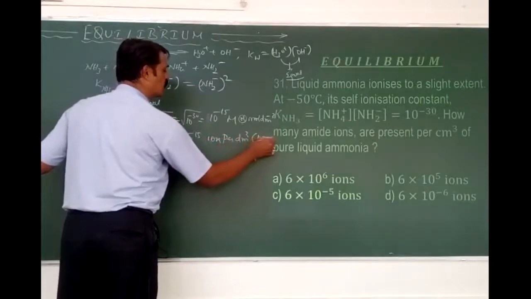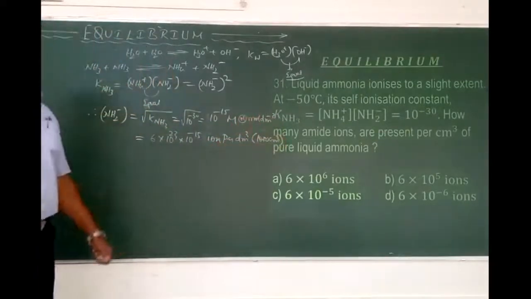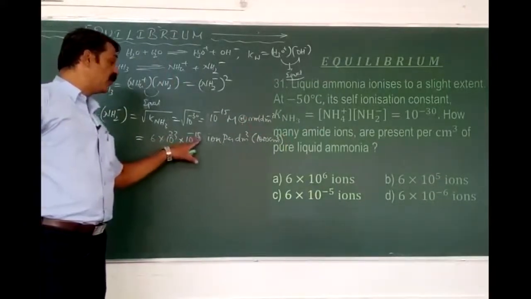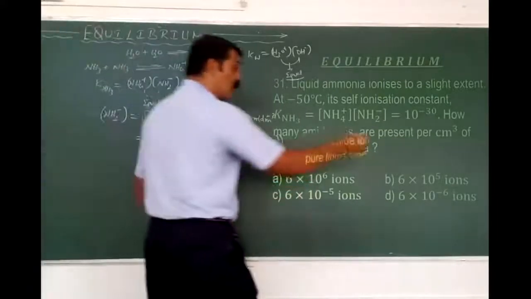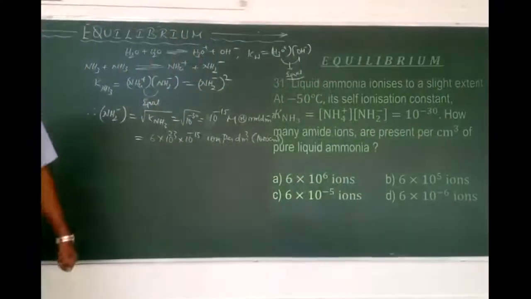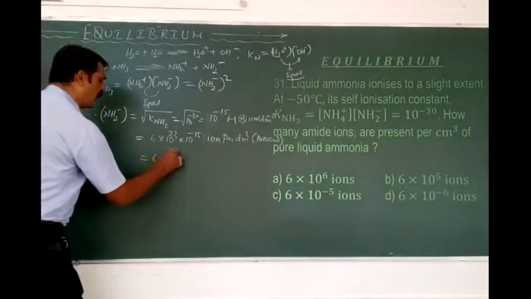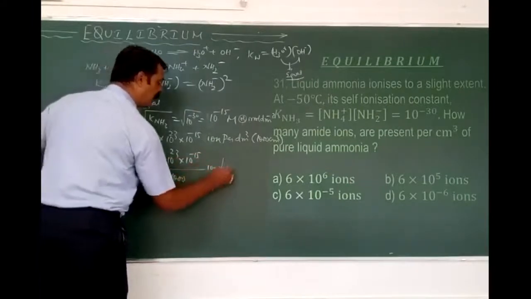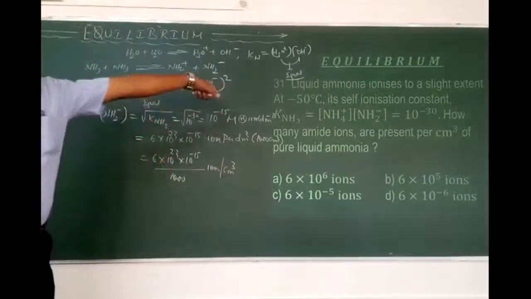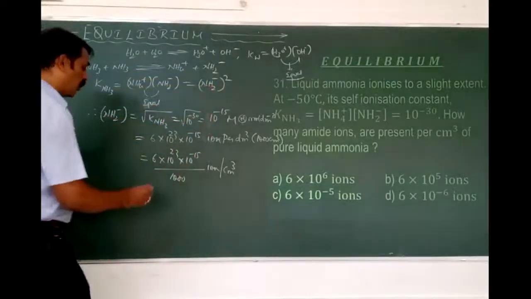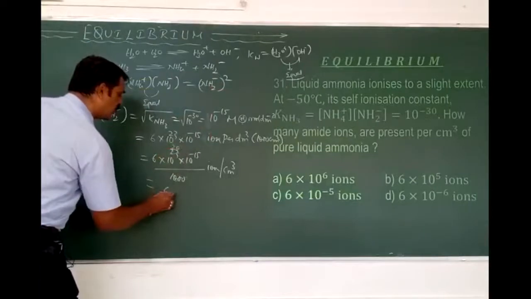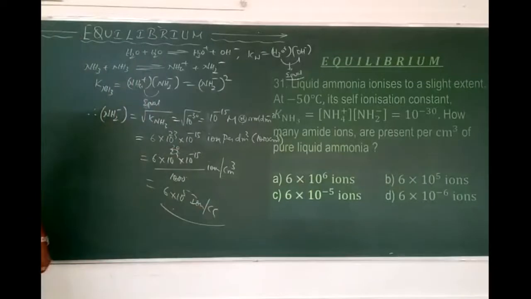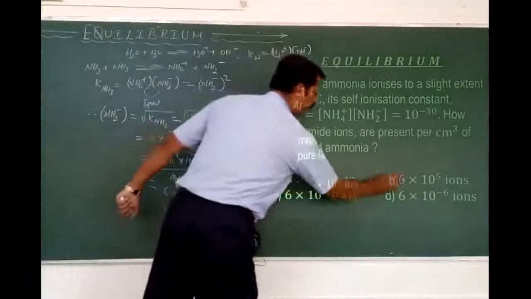Dm cube means 1000 cm cube. Because how to convert mole to number of particles? Avogadro number. Therefore, 6 into 10 to the power of 23 into 10 to the power of minus 15 ions per dm cube. But here, not the dm cube, only the cm cube is mentioned. Therefore, 6 into 10 to the power of 23 into 10 to the power of minus 15 divided by 1000 ions. For 1000 cm cube it is that much; for 1 cm cube it is divided by 1000. On simplification, it is 6 into 10 to the power of 5 ions per cc.